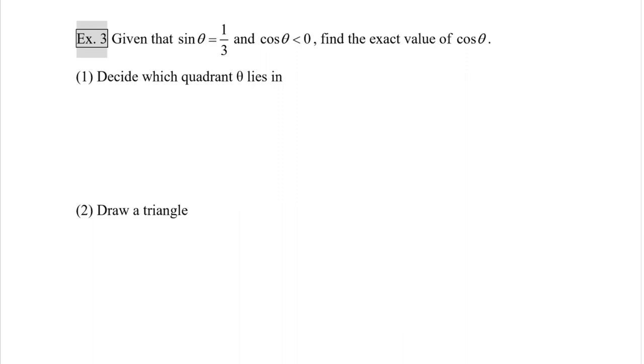Example 3. Given that sine of theta equals 1/3 and cosine of theta is negative, find the exact value of the cosine of theta. So to do something like this, we don't know an angle on our unit circle that has a sine that's equal to 1/3. So we're going to handle this a little bit differently. The first thing we want to do is decide which quadrant theta lies in. So we know that sine is a positive 1/3. So sine is positive in these two quadrants. And they say that cosine is negative. Well, cosine is negative in these two quadrants. The overlap is quadrant 2. So theta is in quadrant 2.